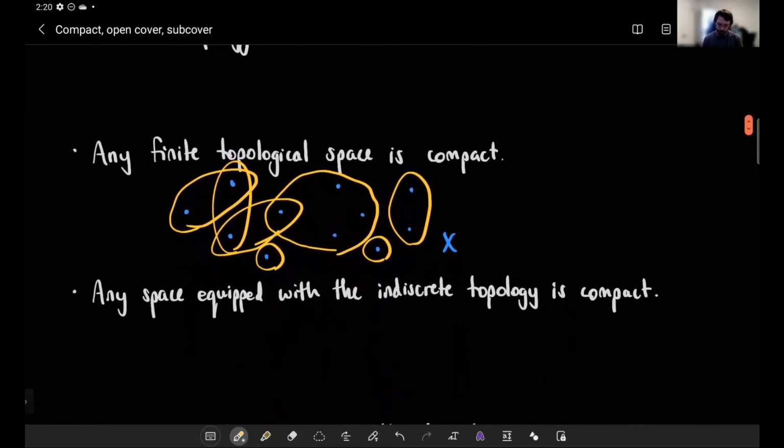Furthermore, a great source for counterexamples is the indiscrete topology. This time, even if you have infinitely many points, of course, I can't draw that many, but I'll do what I can. Let's say that's our space X. And if I equip it with the indiscrete topology, remember that means the only open sets are the empty set and the whole space.